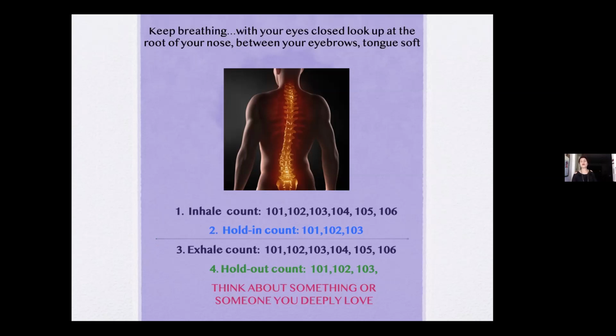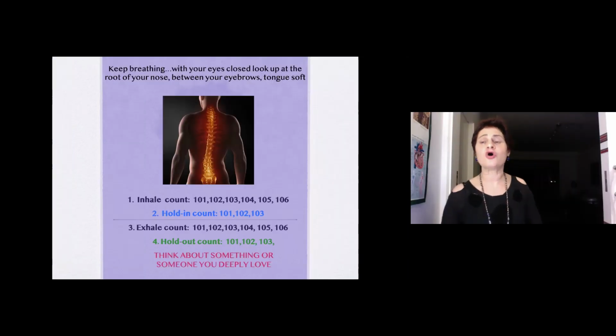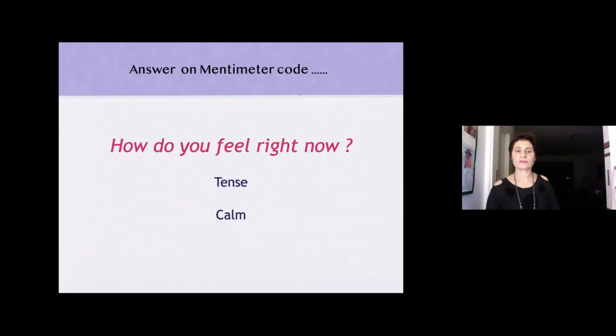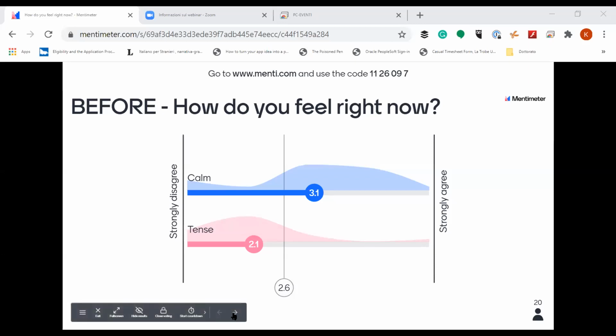If you want, carry on for another couple of rounds on your own. Count with your own mind. And when you're ready, let's go back to Mentimeter. And let's now give the level of tense or calm.